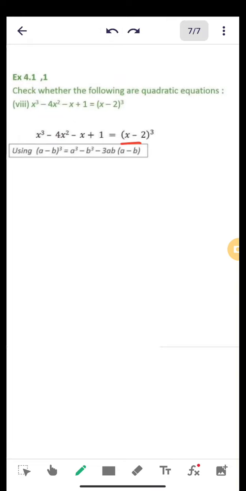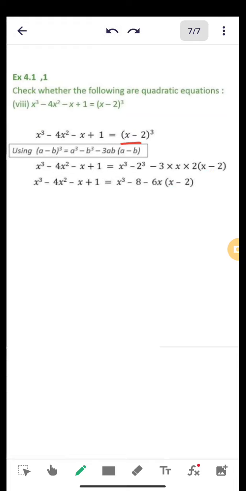That's all. Applying this formula, I get the LHS, that is x³. In place of a we have x, so x³ − 2³ − 3 into a into b, 3x into (x − 2). Simplifying it, we get −2³ as −8 and this 6x into (x − 2). The left hand side is as it is, only I am simplifying the right hand side, RHS. Further simplifying it, open the bracket: −6x² and −6 into −2 is +12x.